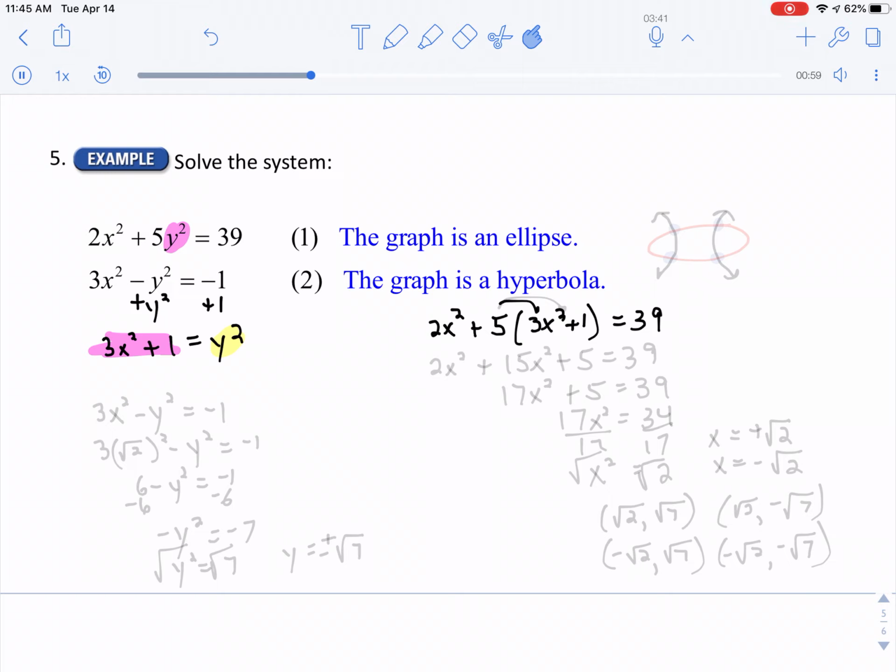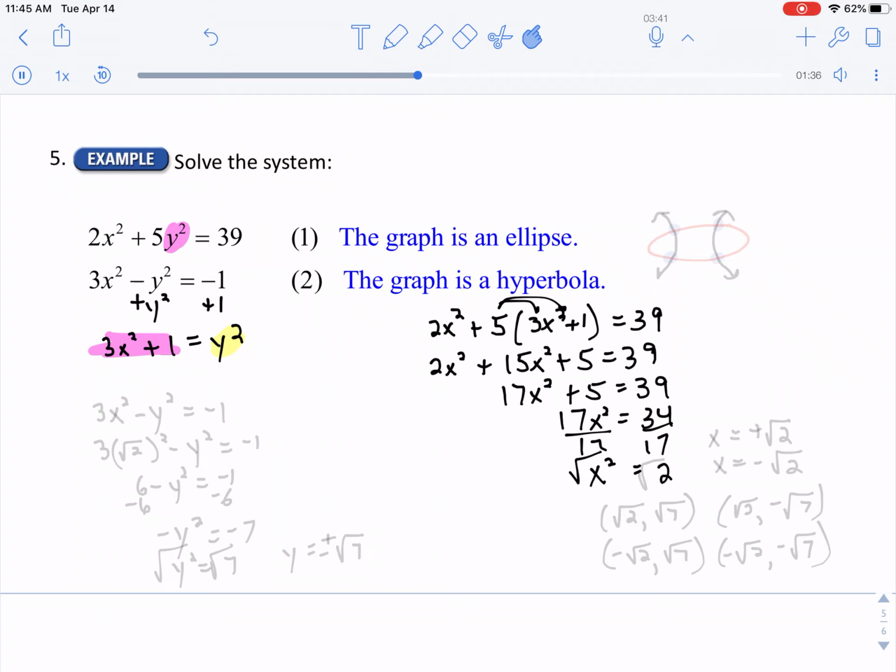Now I distribute this 5. So I get 2x squared plus 15x squared plus 5 equals 39. That gives me 17x squared plus 5 equals 39. Subtract 5 from both sides, I get 17x squared equals 34. Divide both sides by 17. I get x squared equals 2.